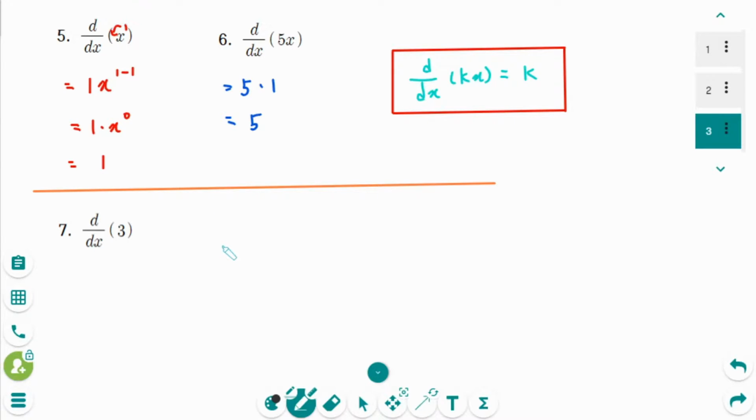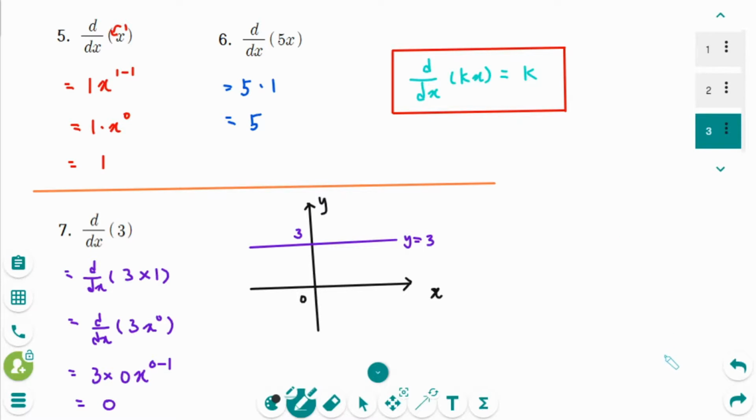Number 7. How can you find the derivative of a constant number? d/dx of 3 equals 3 times 1. The derivative of 3 times 1, which can be rewritten as x to the power of 0. So 3 times 0 comes down, 0 times x to the power of 0 minus 1. 0 times any number makes 0. So the answer is 0.